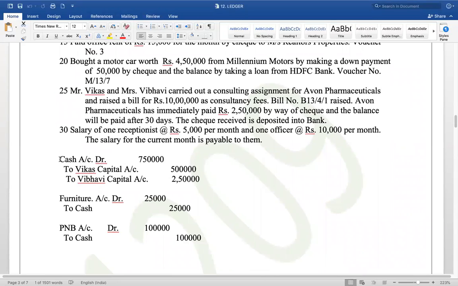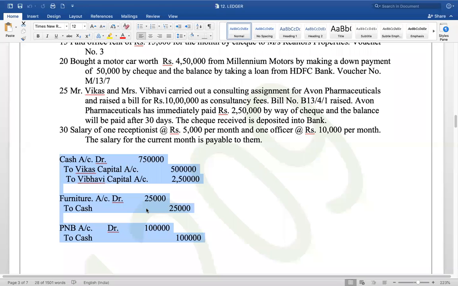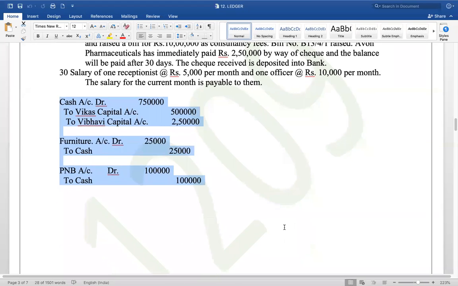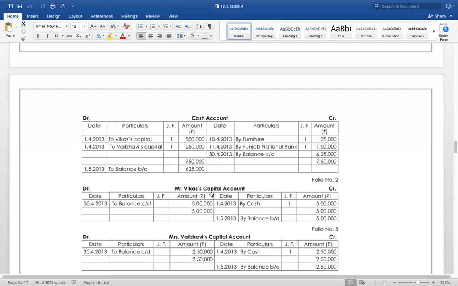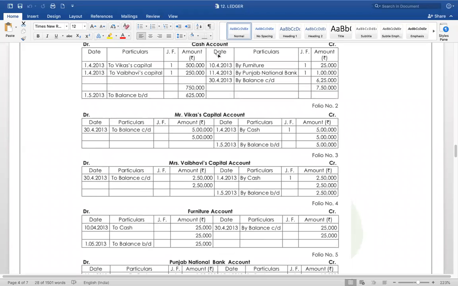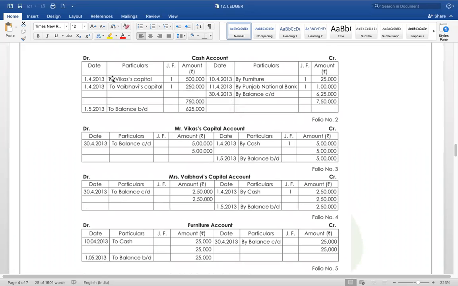Actually we had to pass all the journal entries, but to save some time, I'm skipping this part. I have shown you, but I'm skipping it, and I have jumped straight onto the ledger accounts. These are the ledger accounts, and you have seen the cash account. All the cash inflows are debited and all the cash outflows are credited.